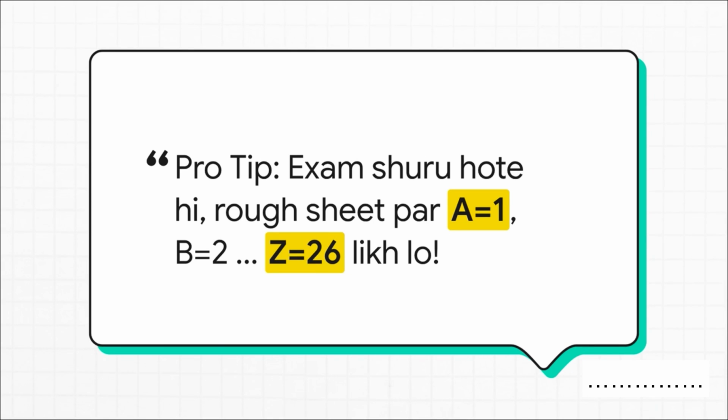The moment you get your rough sheet in the exam, the very first thing you should do is write down A to Z with their number values. A is 1, B is 2, all the way to Z is 26. Trust me on this, it will save you so much crucial time.